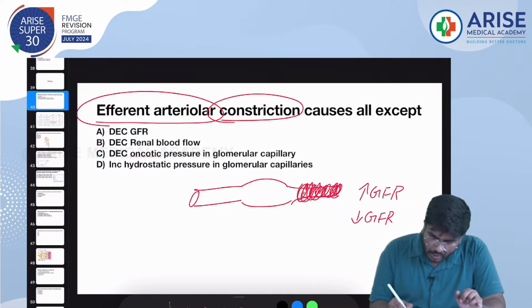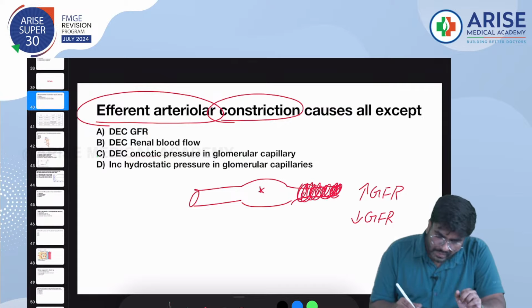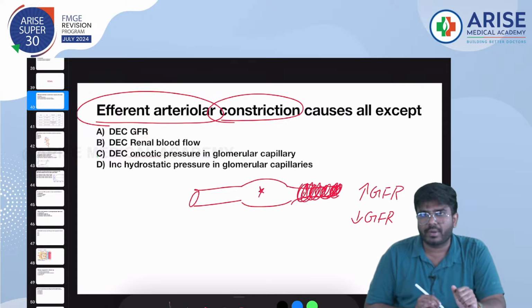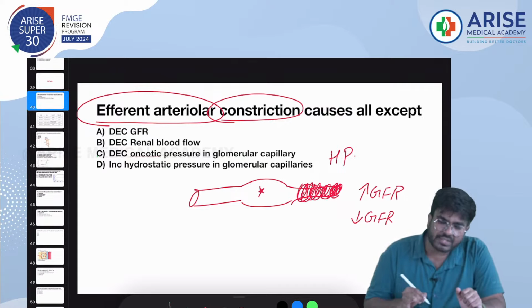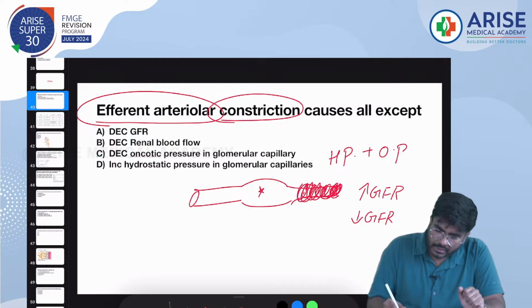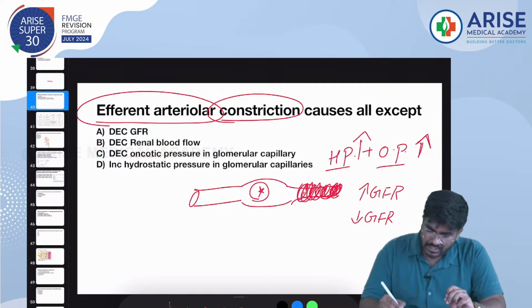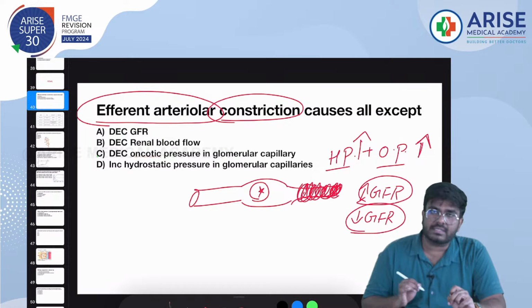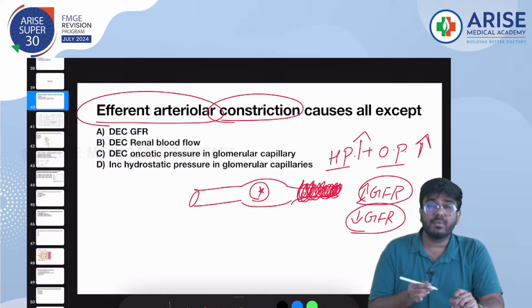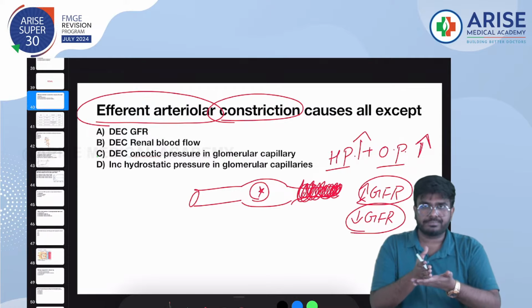If the efferent arteriole is constricted, what will happen in the glomerular capillary? The hydrostatic pressure and also the oncotic pressure in the glomerular capillary both increase. GFR initially increases, later decreases. If you constrict the efferent arteriole, you have blocked the way.